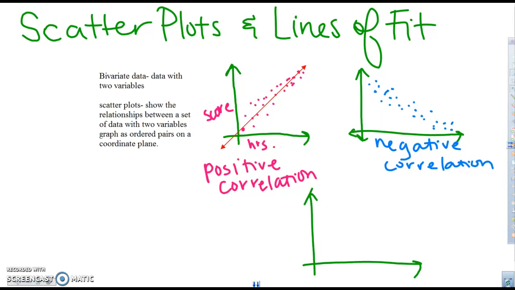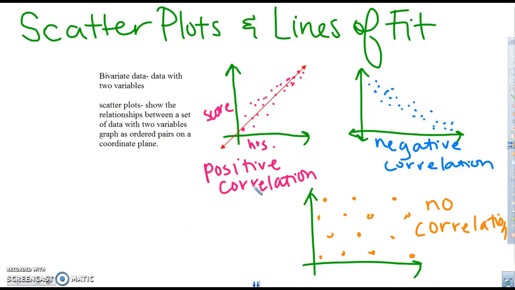And the last type happens like this. And obviously they might be a little bit more random than this, but this is as random as I'm getting. And you're looking for that line of fit, and you're going, holy cow, I don't even know. And that's because you're not seeing any correlation. In fact, you're looking at something that has no correlation. One thing does not have to do with the other.